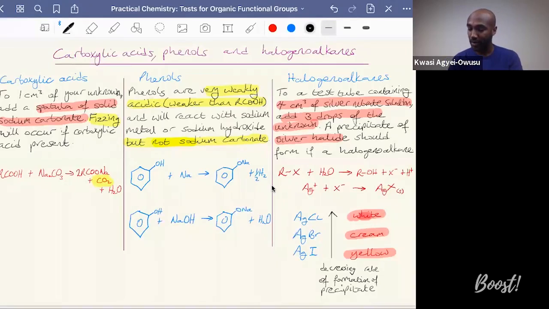Okay, so you're going to add your drops of unknown to silver nitrate, and you're going to look out for the formation of a precipitate. Okay, and the equations are shown here. And so what's going on? The first part, we highlight this, that part of the reaction is your hydrolysis. And then the second part is formation of a precipitate. Okay, so there are 2 parts to the tests for halogenoalkanes.